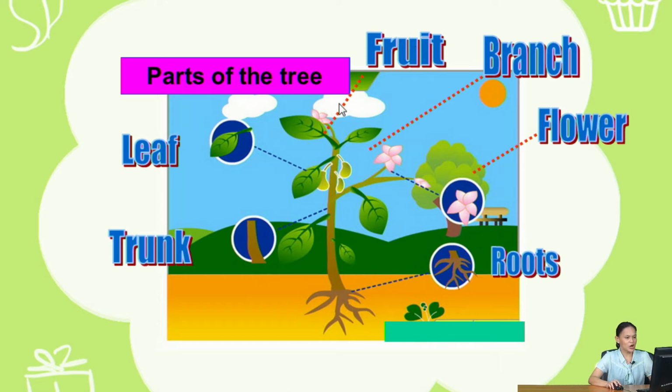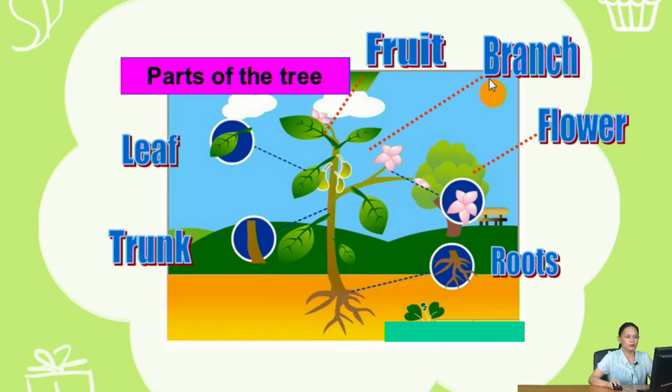Next, let's go to the fruit. If we can see a fruit in a tree, it looks like this. That is a fruit, this one. Fruit. F-R-U-I-T. Fruit. That one.